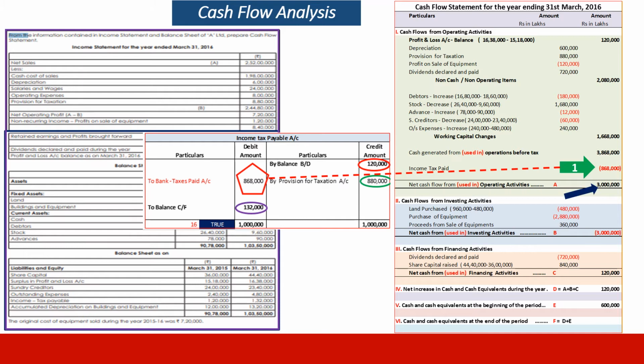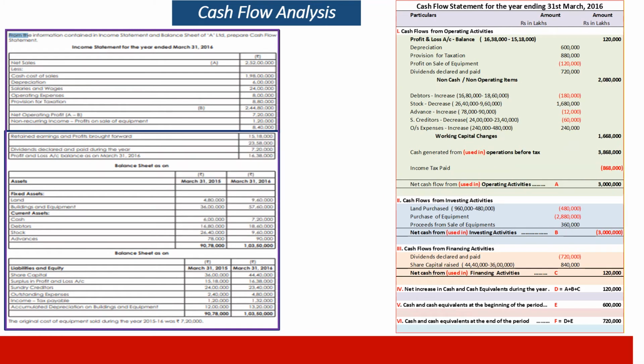With that, A, B, and C are through, and we put the total impact of the cash flow, inflow and outflow. Net increase in cash and cash equivalents during the year is 1,20,000, and our opening cash balance was 6 lakhs. We have to just add the two. The total is 7,20,000 as the closing balance. The 7,20,000 has to be matched with the balance sheet, and the balance sheet figure of closing balance is 7,20,000, and that brings the problem to a successful close.